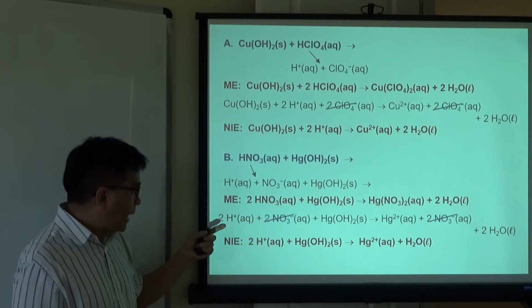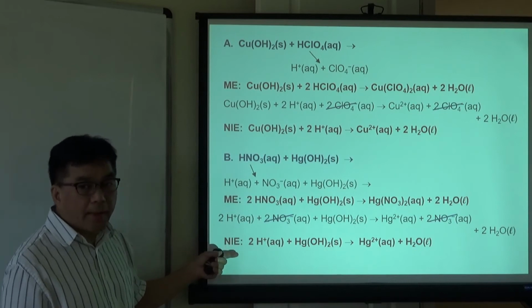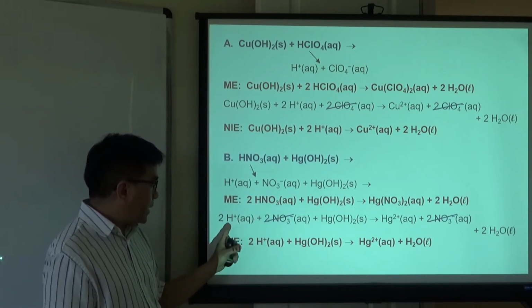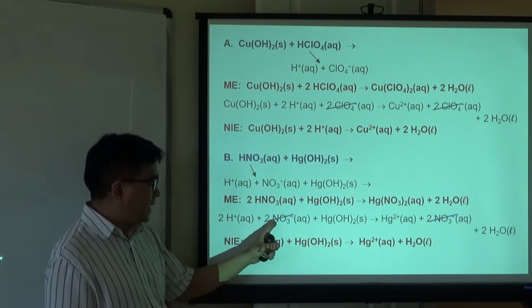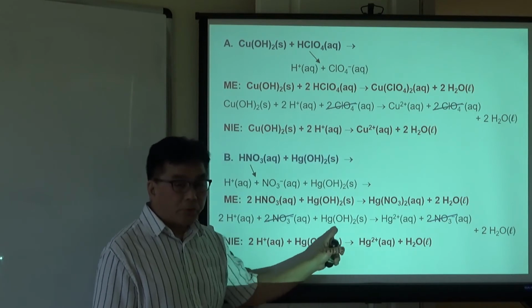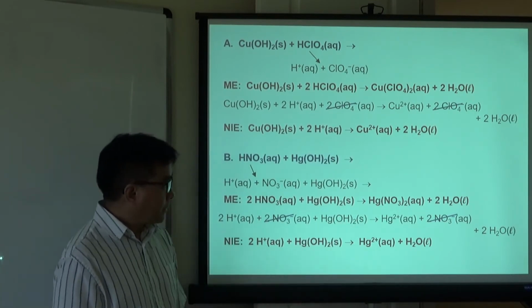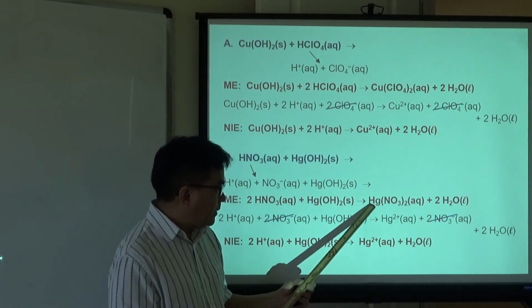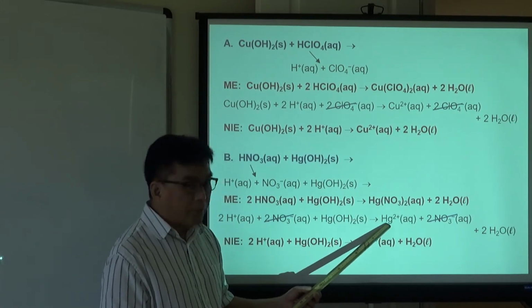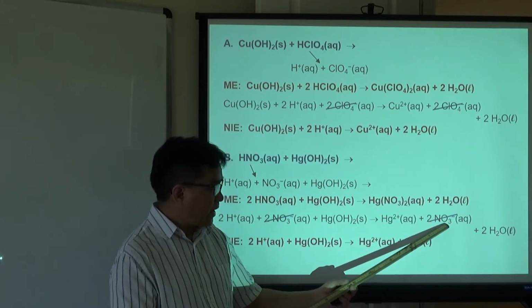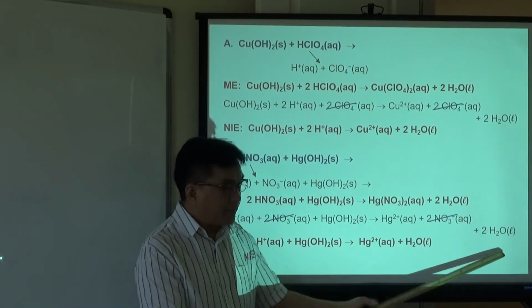For the net ionic equation, you're going to cancel out the spectator ions. Again, the nitric acid breaks down into hydrogen ions and nitrate ions. This one is a solid, so you cannot break it into ions; you have to keep it together. And over here, this is aqueous, so you can write it broken down into ions: mercury 2 plus, and here you've got the 2 nitrate ions. The water you have to keep as it is.